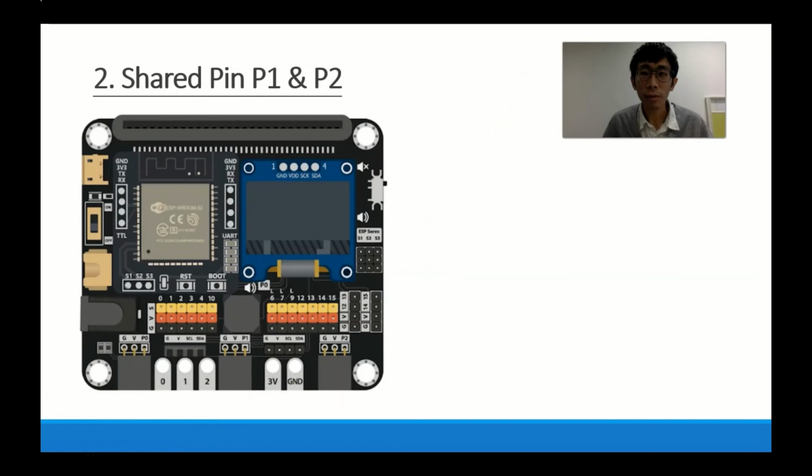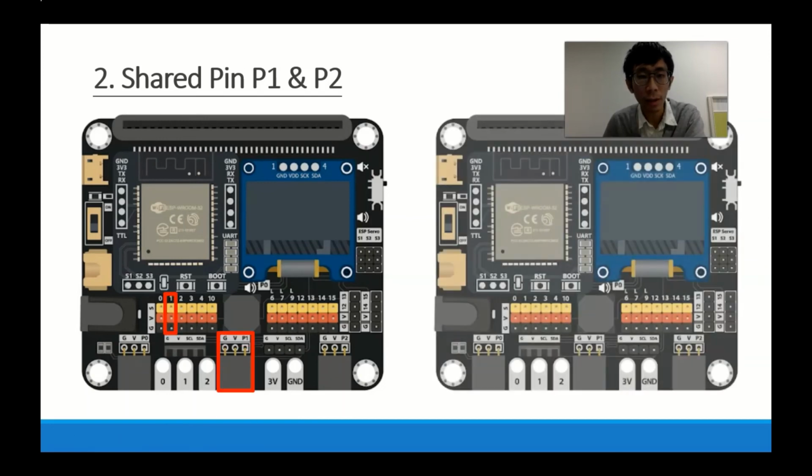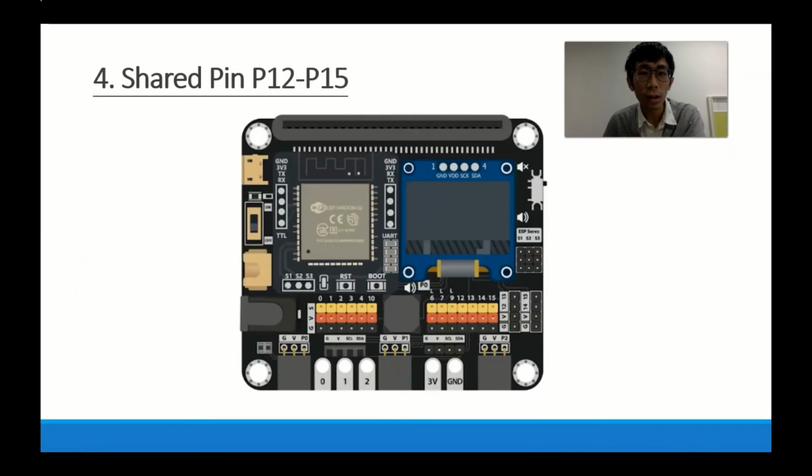Okay, the second thing you need to be aware of for shared pins is P1. P1 is also shared by the rapid access port and VPN. P2 is also the same. And the next are P12 and P13. Actually, the 3 pin ports are shared with the 4 pin ports. You need to be aware of this.